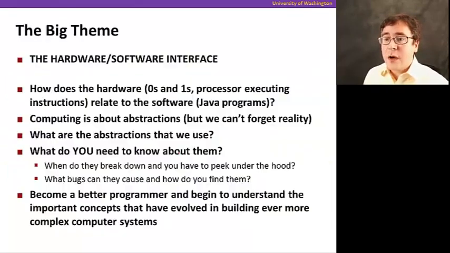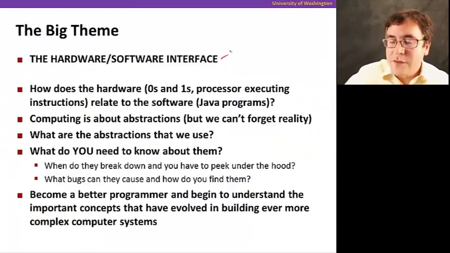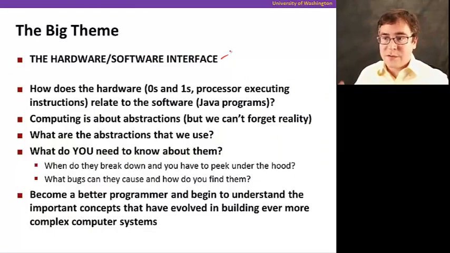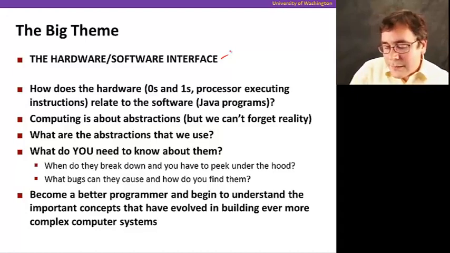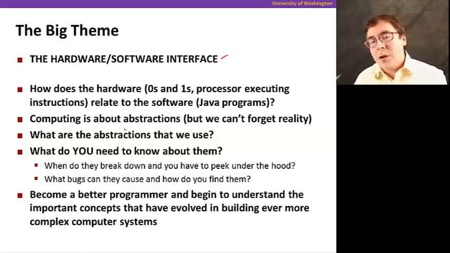So a big theme in this class is the hardware-software interface. That includes how the hardware, in other words, zeros and ones and a processor executing instructions, relates to software, in other words, for example, your Java program. The other part of this theme is that computing is about abstractions. Computer systems are complex. In order for humans to understand and design effective computer systems, we need abstractions. So computing is a lot about abstractions.